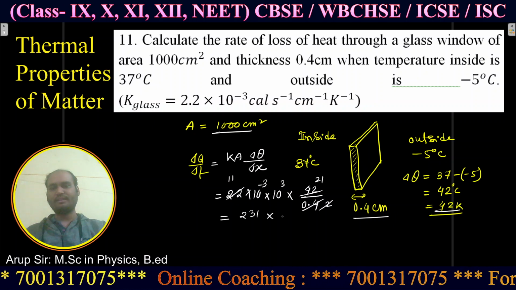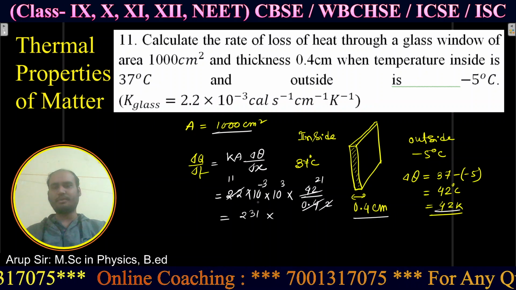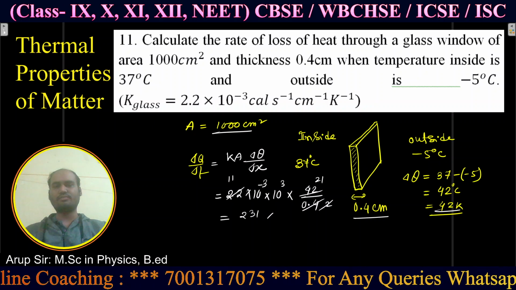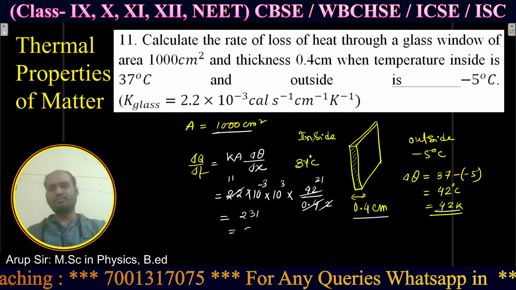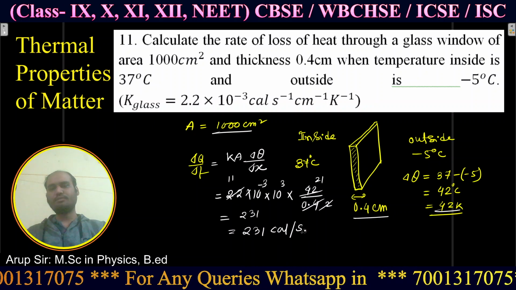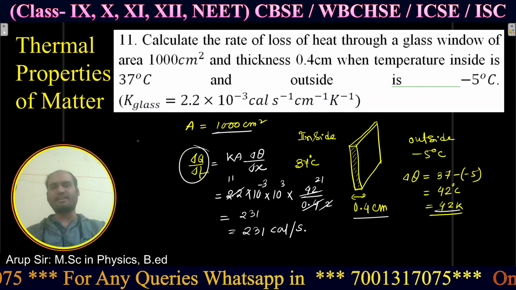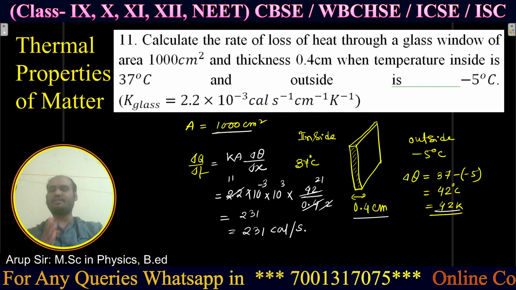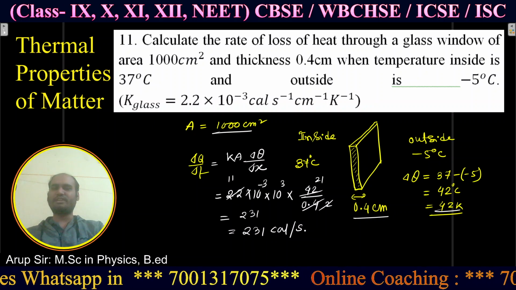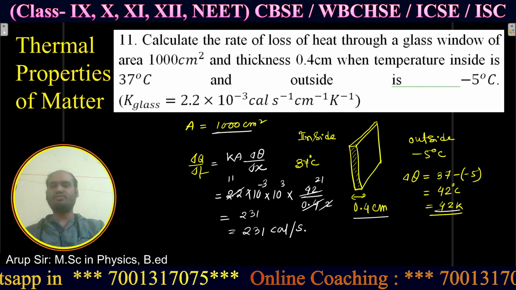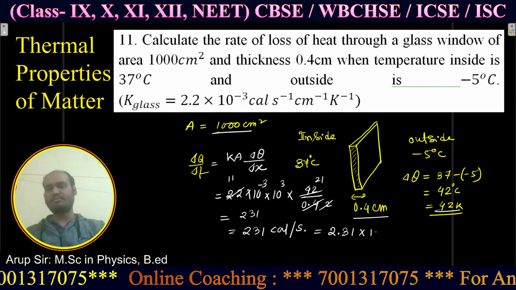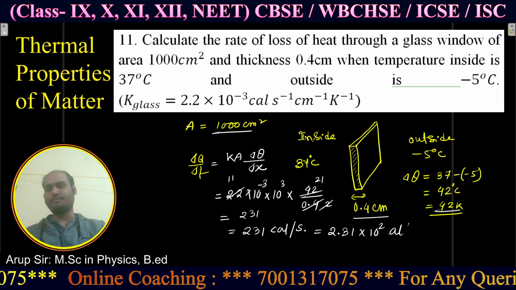So basically we get 231 into 10 to the power minus 3, and 10 to the power plus 3 will cancel. So basically we are getting 231 calorie per second. Why per second? Because it is the rate of heat transfer, and we have done it in the CGS system. So the unit is calorie, and second is for time. So the rate of heat transfer is 231 calorie per second. You can even write 2.31 into 10 to the power 2 calorie per second.